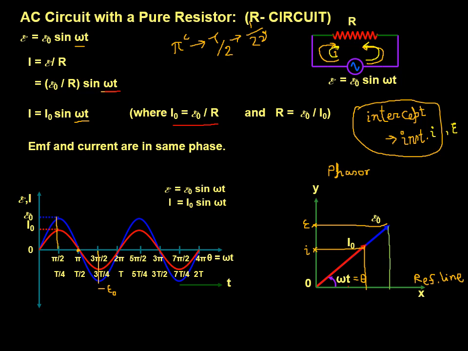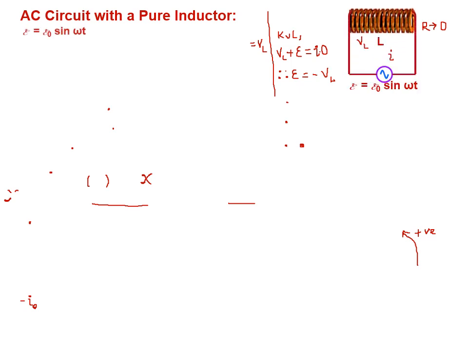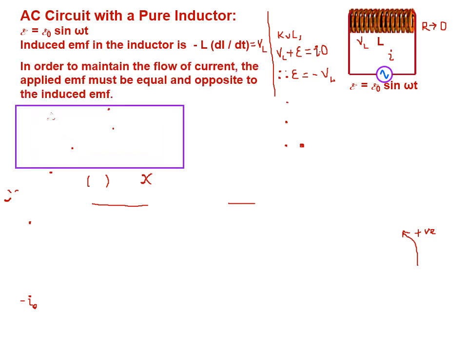Now this is the R circuit. Now this is the L circuit. E is equal to E naught sin omega t. You can see whenever an AC is applied, a voltage VL is generated across the inductor L. Here we have taken an ideal inductor, so R is equal to 0.